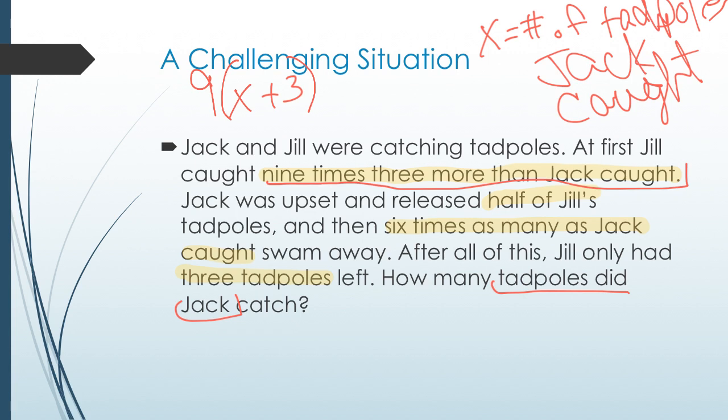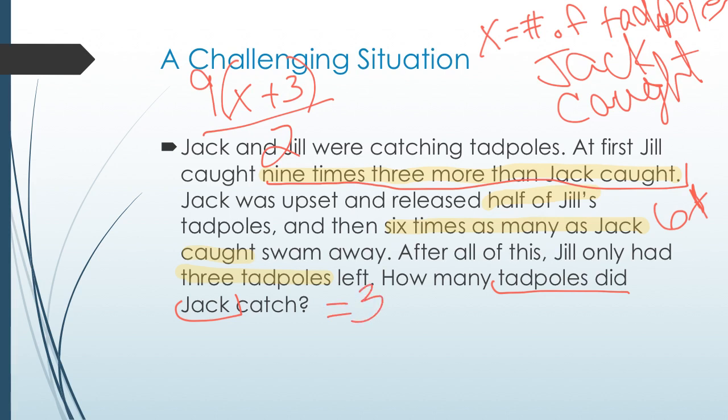So Jack was upset and he released half of Jill's tadpoles. Well, how do we represent half of Jill's tadpoles? Well, we just divide this number by 2. So then she only had half, right? So after all of that, 6 times as many as Jack caught swam away. So 6 times as many as Jack caught is just 6x. So we are going to be subtracting them because they swam away. After this, Jill had 3 tadpoles left. So at the end, we're going to have an equals 3 here.